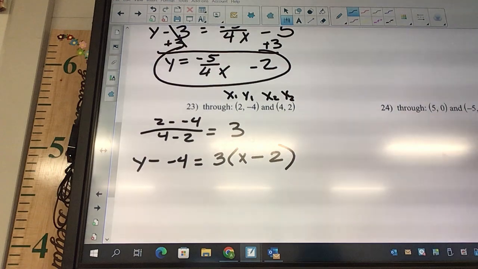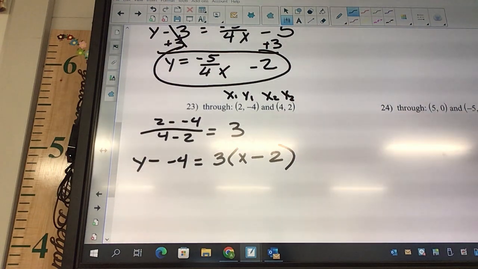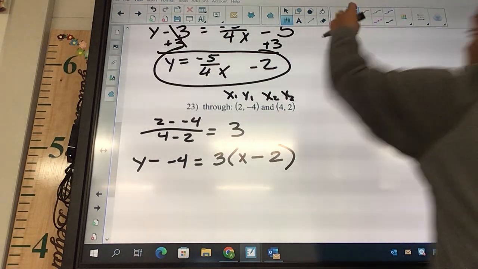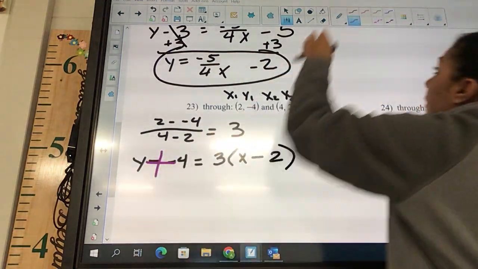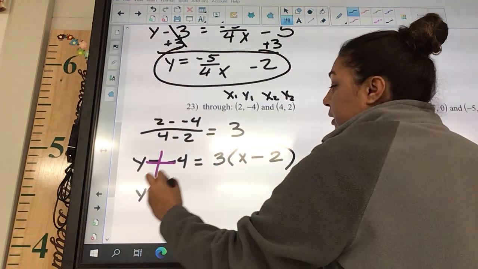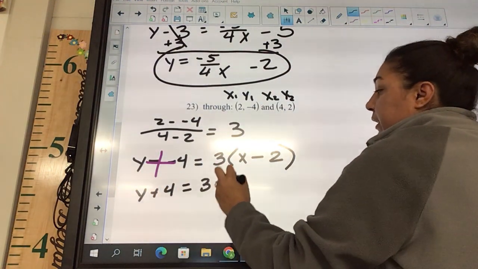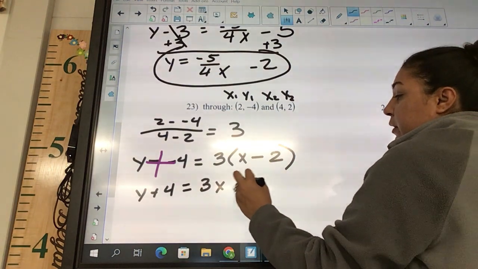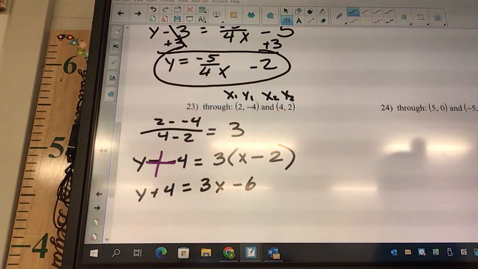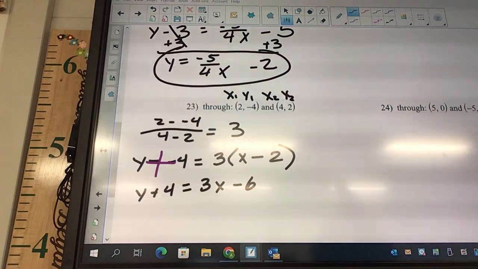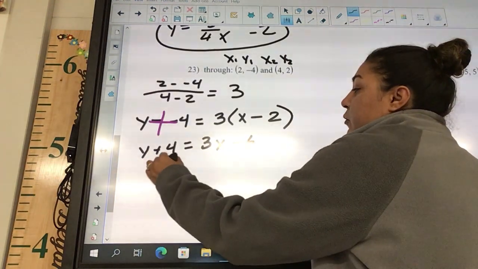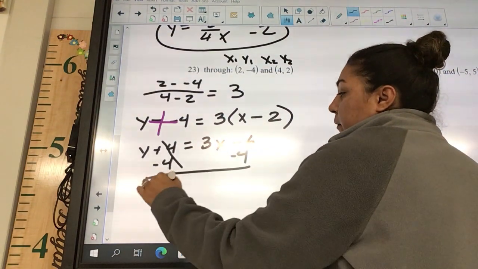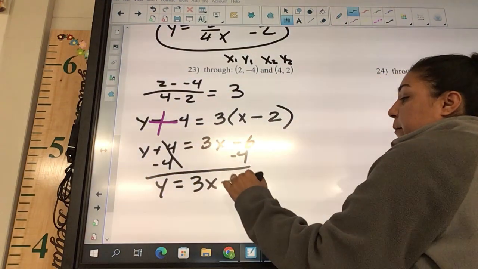Okay, then what? There's one other thing you have to do too. This one is minus minus, so it should be a plus. So you're going to get y plus 4 equals 3 times -2, which is -6. And then what's our last step? Subtract the 4. It's going to be -10.